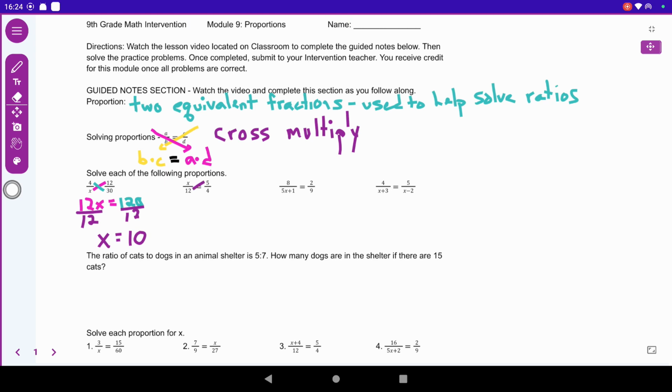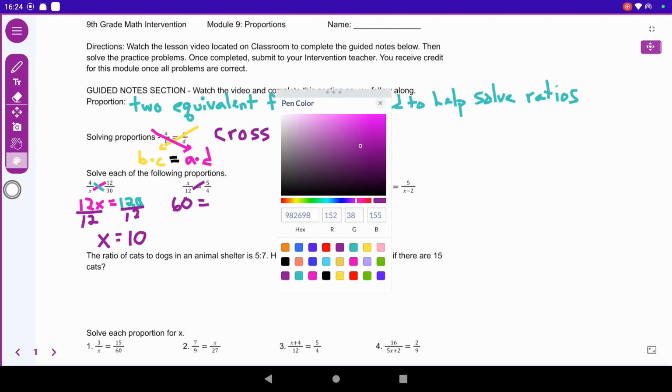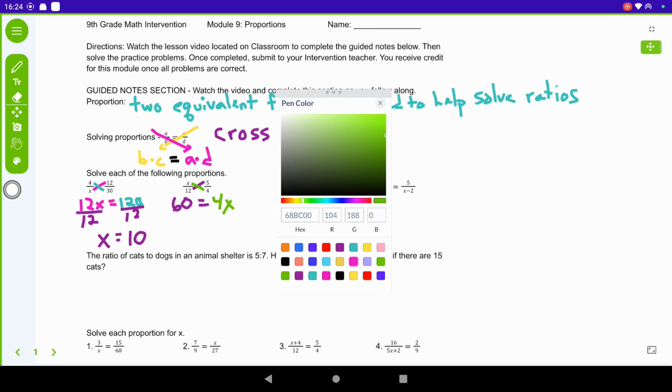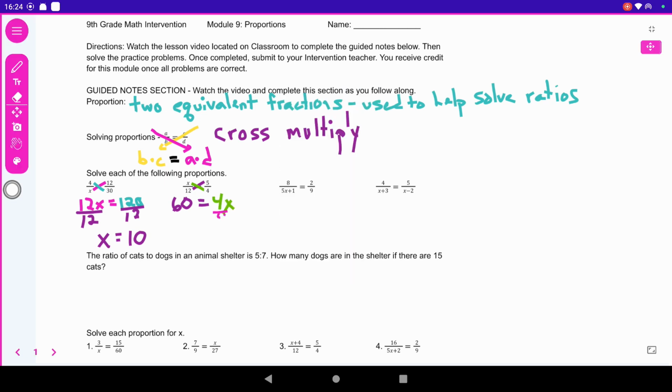And so we're going to do the same thing on the next one. We're going to multiply 5 and 12, so we get 60. And then we're going to multiply the x and 4. We get 4x. And then whenever you do this, we're going to divide by the number in front of x. So in this case, 4. And then as we've talked about in previous modules, it doesn't matter if it's x equals 15 or in this case 15 equals x. It doesn't matter whether the x is in the front or the back. It's the same difference.